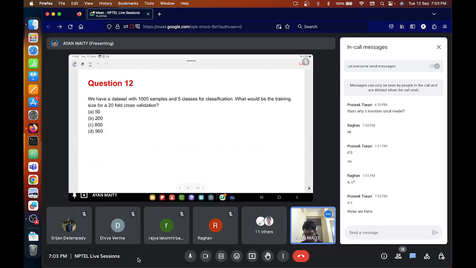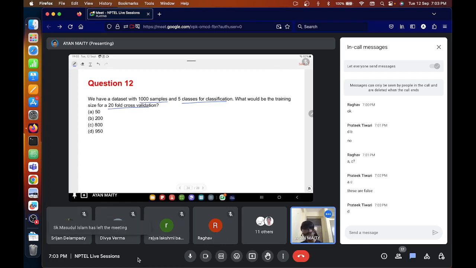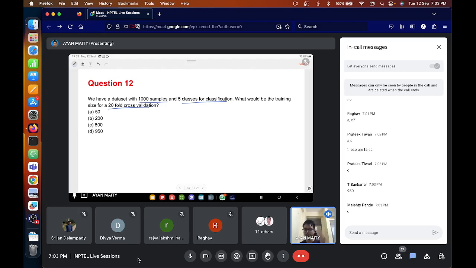Question 12. We have a dataset with 1000 samples and 5 classes for classification. What would be the training size for a 20-fold cross validation? So 1000 samples are there and there are 5 classes, and you have to do a 20-fold cross validation. What would be the training size if we try to do 20-fold cross validation?